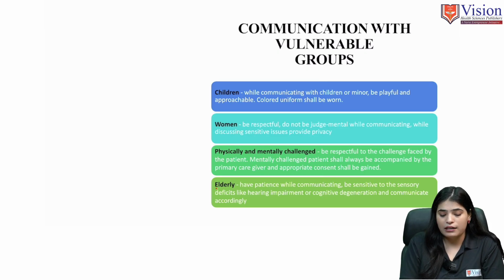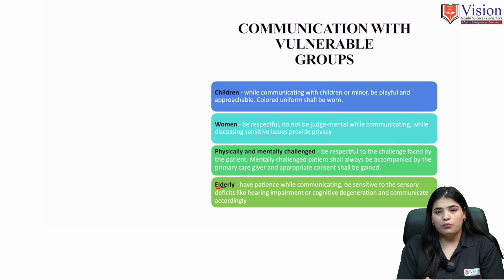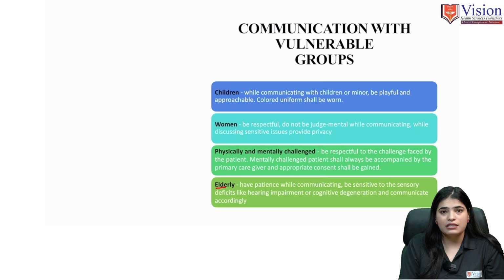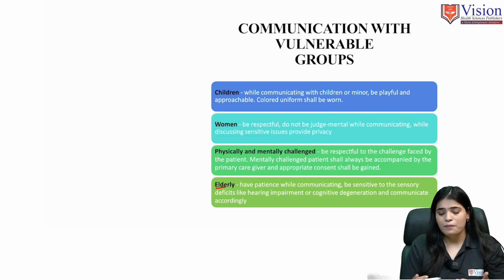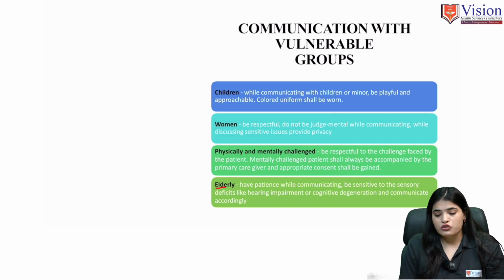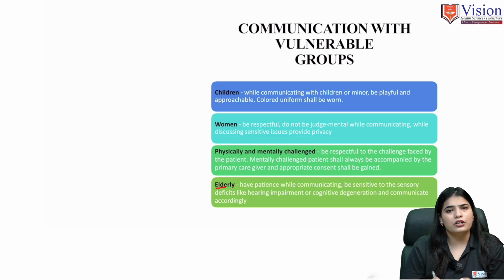And the elderly patients, how will you communicate with them? You need a proper communication method with elderly patients. Do not hide your face. Make sure that they don't have any sensory deficit, and if they have any sensory problem, you have to communicate according to that. If hearing is impaired, you have to talk a bit louder and a bit slower, and you do not hide your face so that they can read your lip movements also. So these are some of the tips on how you can communicate with vulnerable groups.